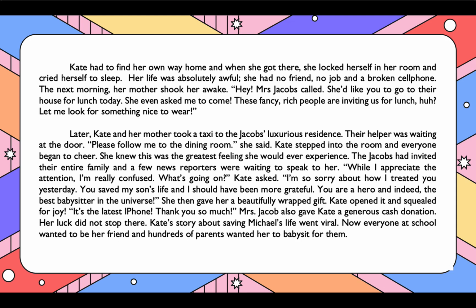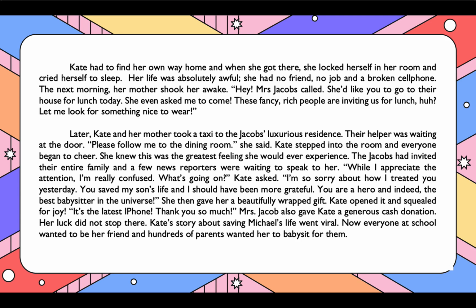So this is the line that we had to include in the story. The Jacobs had invited their entire family, and a few news reporters were waiting to speak to her. "While I appreciate the attention, I'm really confused. What's going on?" Kate asked. "I'm so sorry about how I treated you yesterday. You saved my son's life, and I should have been more grateful. You are a hero, and indeed, the best babysitter in the universe."